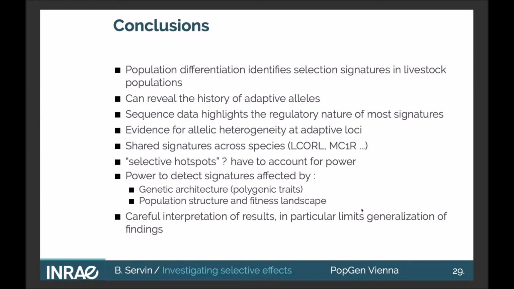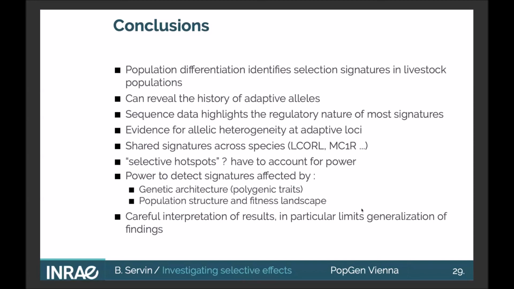So I talked to you about LCOL, MC1R, but there are other genes that seem to pop up very frequently in different species, including not farm animal species. So we would like maybe to say there are selective hotspots, but we have to be careful when we say that, because maybe they are just the loci that we have good power to detect. And that's kind of the point of the end of my talk: when we interpret the selection signatures, we have to be very careful about the fact that our power to detect those is very affected by the genetic architecture. So we have very little power to detect selection on polygenic traits.